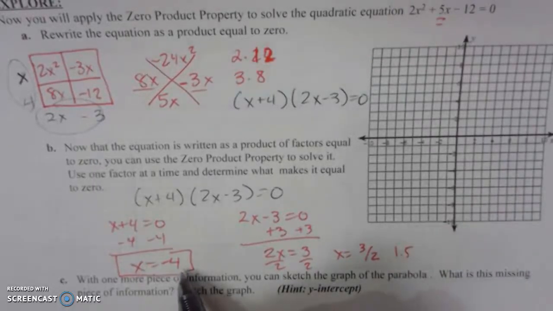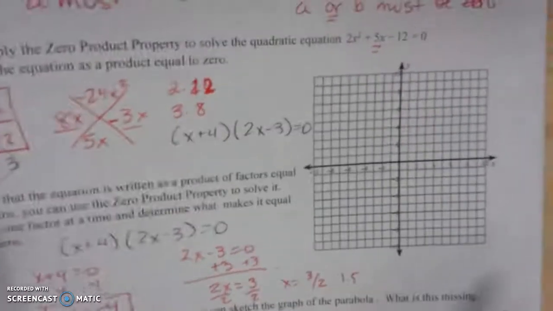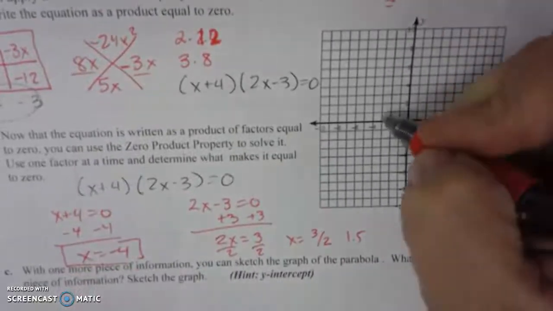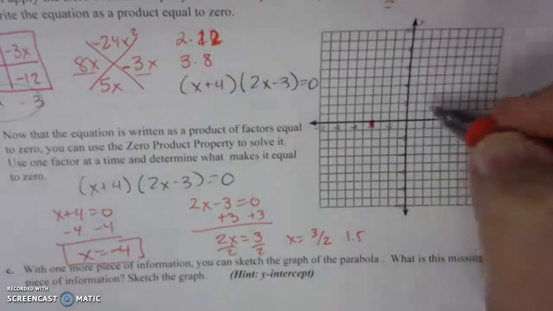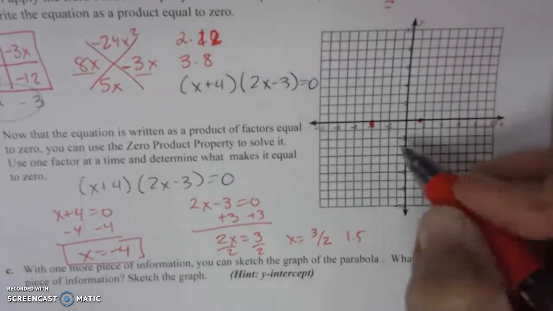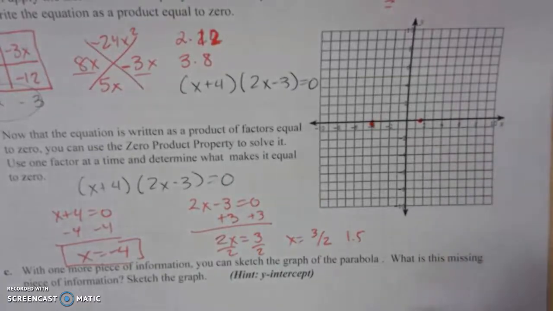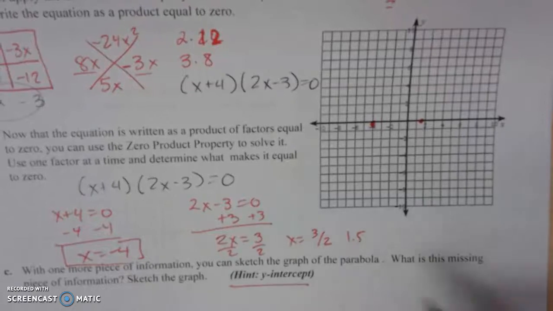And that tells us that these are my zeros, or where it's going to cross the x-axis. So if I come over here to the picture, I know it's going to cross at -4, and then 1.5 is about right there. So these are my roots of the equation. And one more piece will help me to draw this. I need to find the y-intercept.